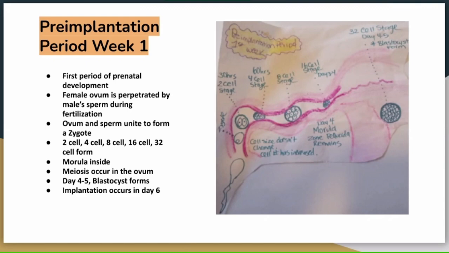Inside the cell you'll see the morula. Meiosis occurs in the ovum. Then on day 4 to 5, the blastocyst forms. And finally, implantation occurs on day 6.